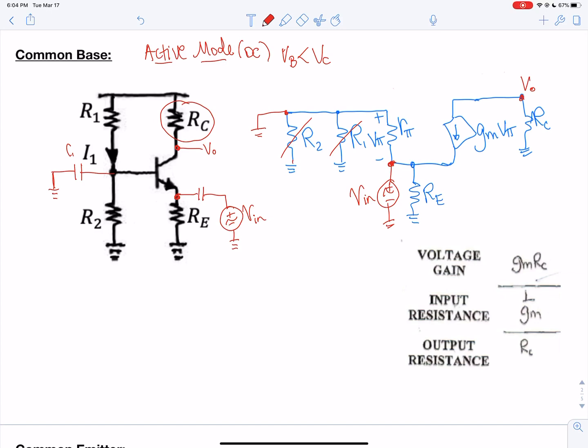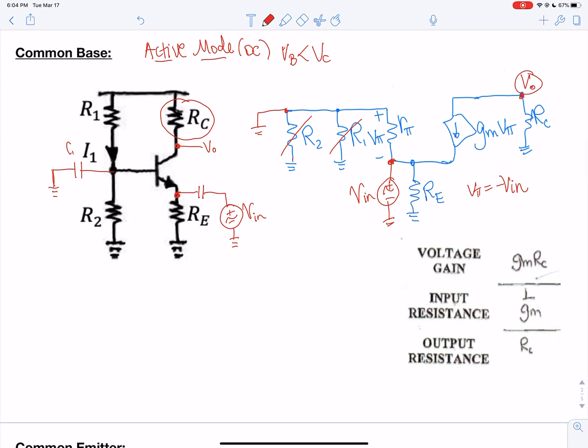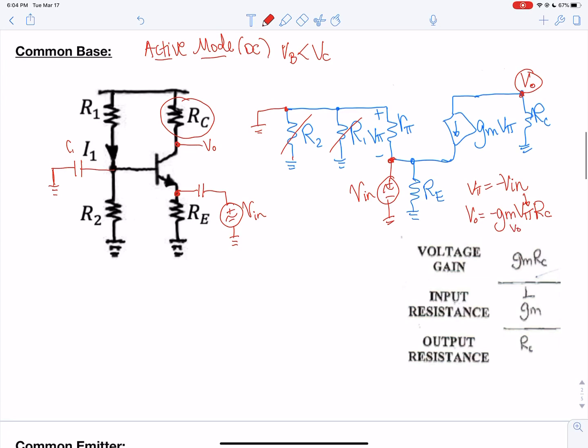You can then see that V pi is a minus Vn, and your output at VO is just going to be a minus GM V pi RC, and the V pi is a minus Vn, and so you get V out over Vn. The minus is canceled to give you positive GMRC. So that is where that GMRC comes from.